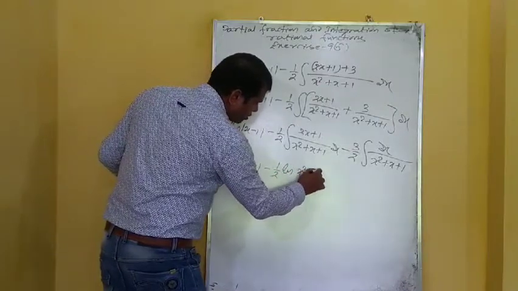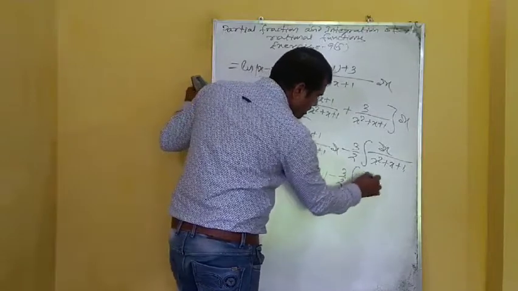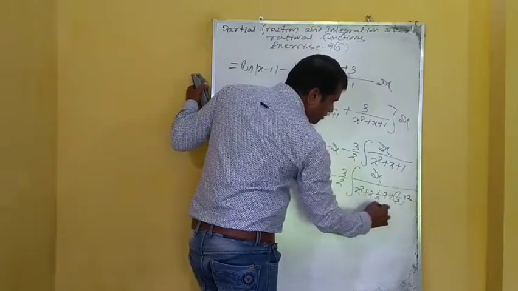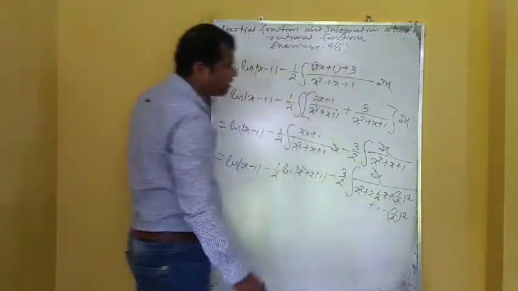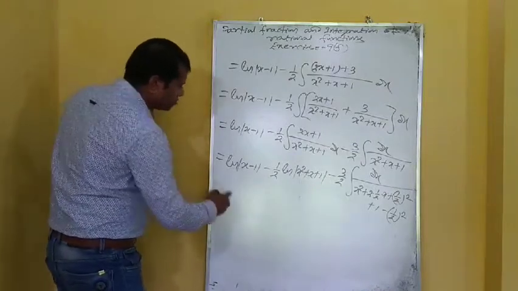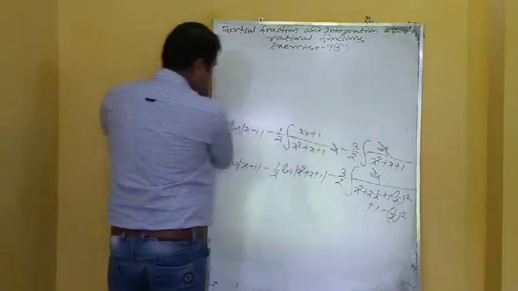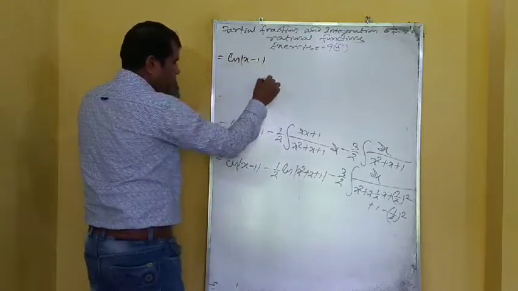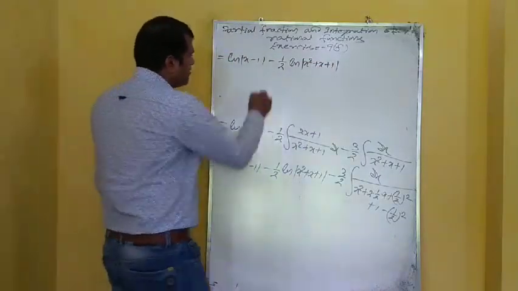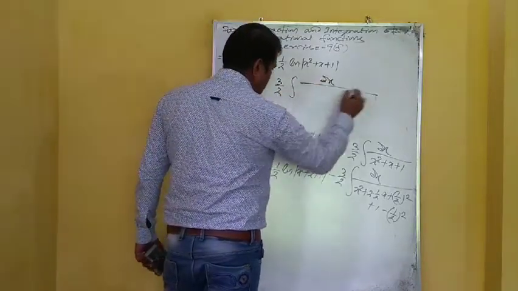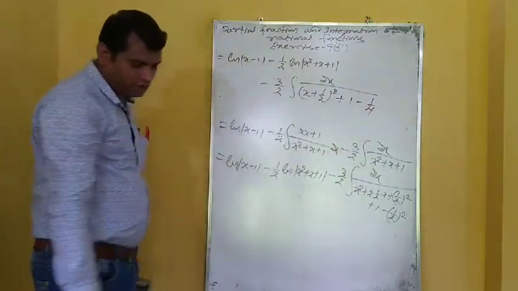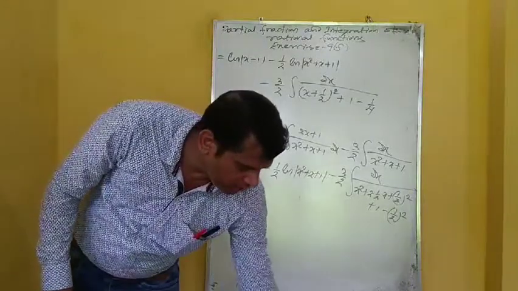That is ln |x minus 1| minus 1 by 2 ln |x square plus x plus 1| minus 3 by 2 integral dx by x square plus 2 into 1 by 2 into x plus (1 by 2) whole square minus (1 by 2) whole square. Here we add (1 by 2) whole square and subtract (1 by 2) whole square, that equal to ln |x minus 1| minus 1 by 2 ln |x square plus x plus 1| minus 3 by 2 integral dx by (x plus 1 by 2) whole square plus 1 minus 1 by 4, that equal to 3 by 4.